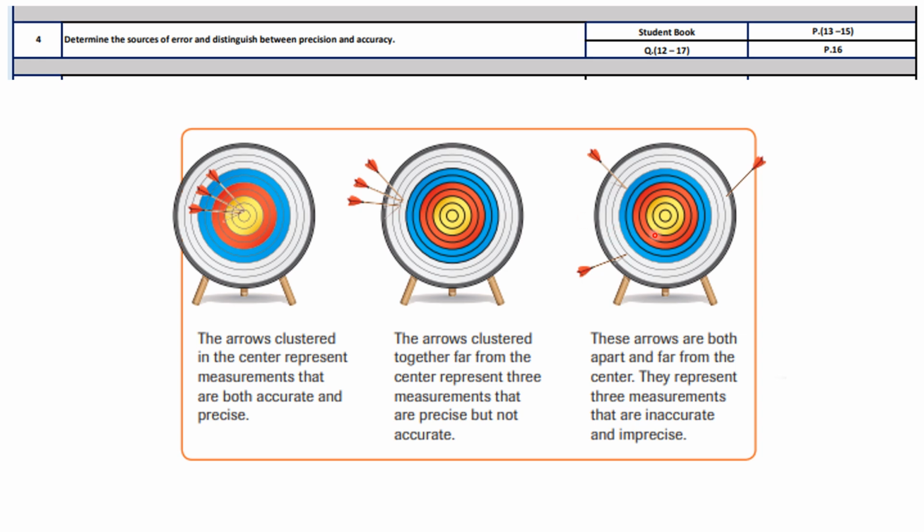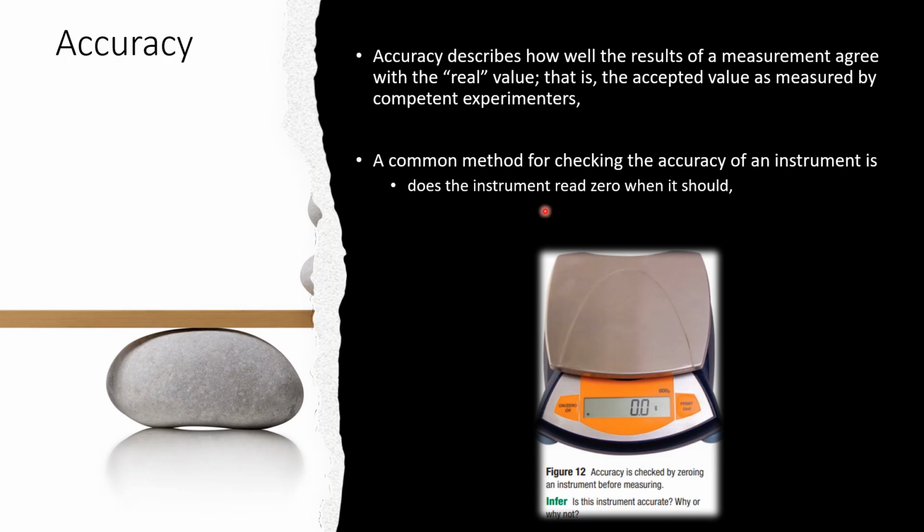In the third case, all arrows are separated and they are away from the yellow. They are separated, so it's neither accurate nor precise. It's inaccurate and imprecise. So in short, how do we define accuracy?